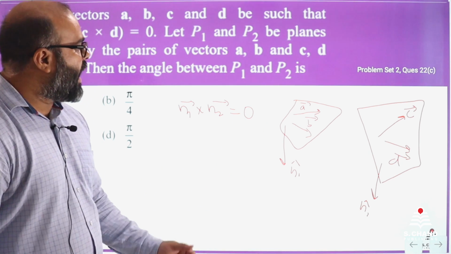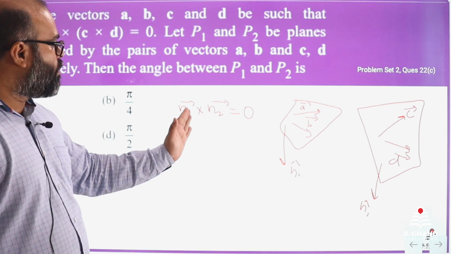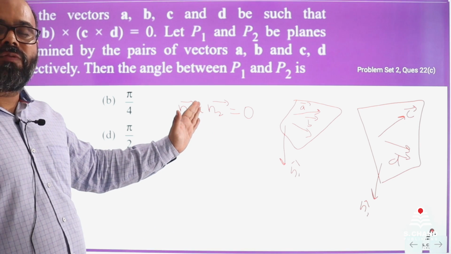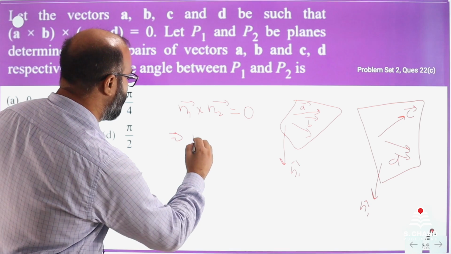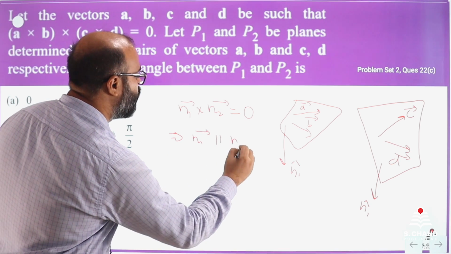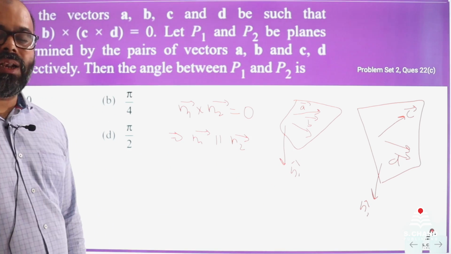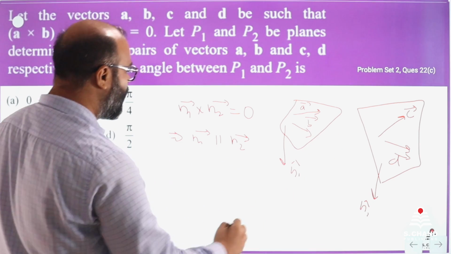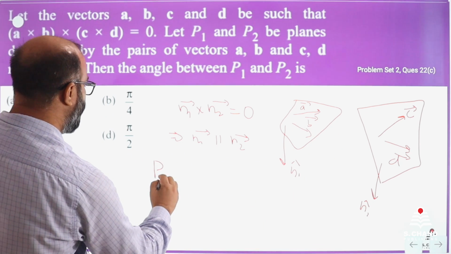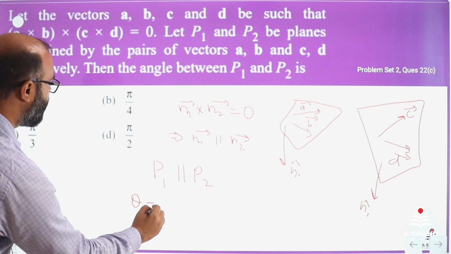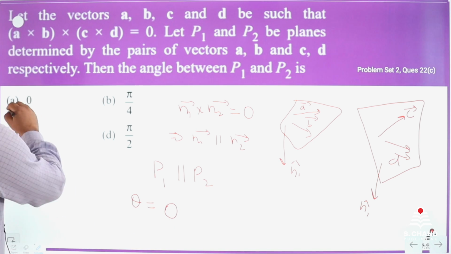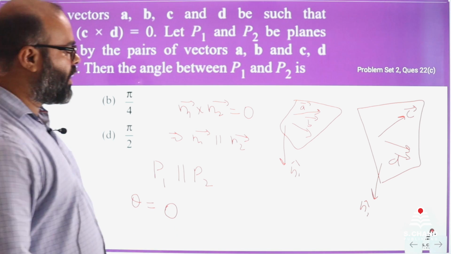Now it is said, what is the angle between the planes? If the cross product of the normals of the two planes is 0, what does it mean? It means n1 is parallel to n2. These two normal vectors are parallel. Then can we say that the planes are also parallel? So we can say that plane P1 is parallel to plane P2, so the angle between them is actually 0. So we can say that the planes are also parallel.